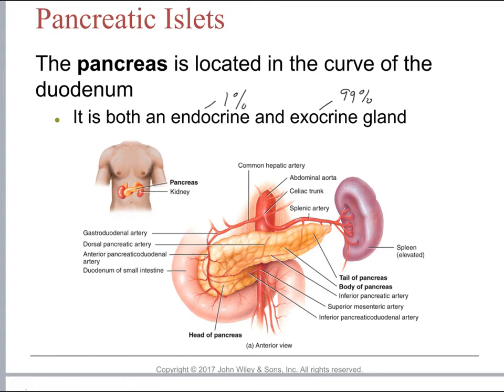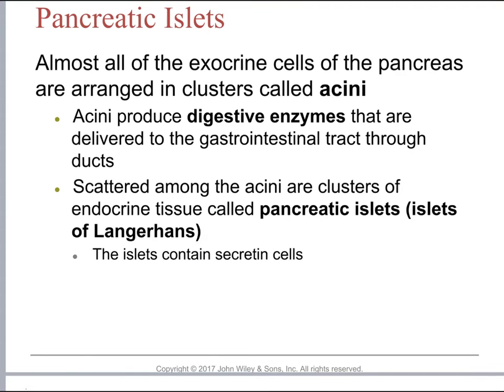So we can look at the picture below, and we see our head of the pancreas as we work into our body and our tail. We'll talk about its anatomy in a little bit. Now recall that 99% of the pancreas is exocrine. So that means that the majority of cells that make up the pancreas are arranged in clusters called acini. So these acinar cells are the exocrine cells. They're producing digestive enzymes that are delivered to the intestinal tract through ducts. Remember, our definition of exocrine is pushing, for here digestive enzymes, stuff through ducts.